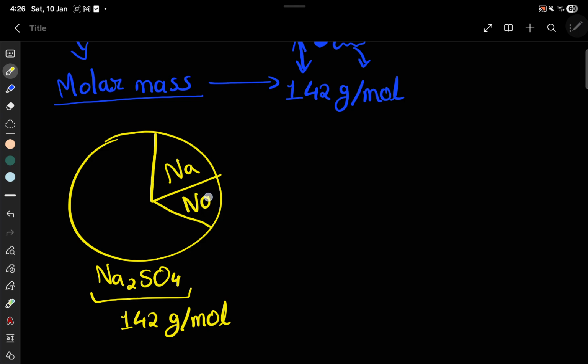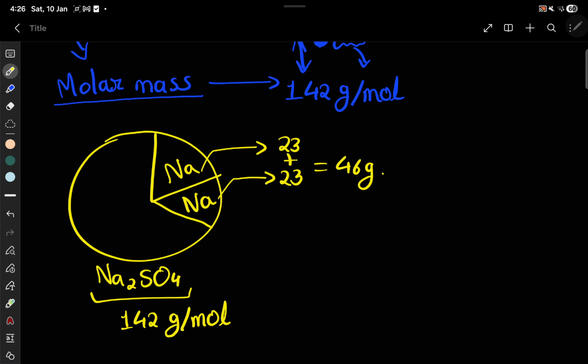So for calculating the overall composition of sodium, we need to understand the overall mass of sodium over here. The mass of one single atom of sodium is 23 and we have 2 over here. It means that sodium is overall having the mass as 46 grams.